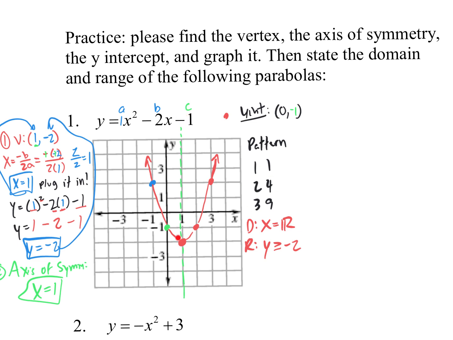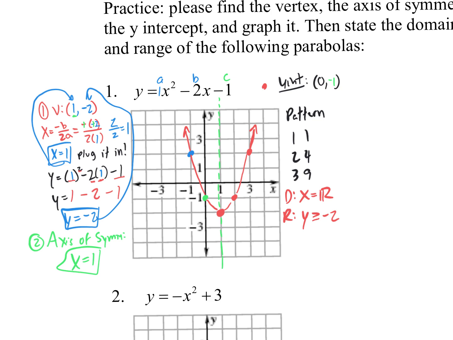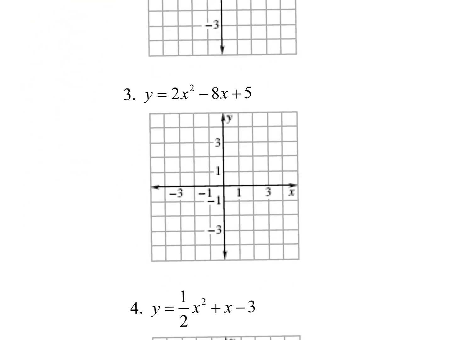We used the pattern to find more coordinates. We mapped them to the other side. We got our domain and range. That is a lot of things to state about one parabola. So I hope we understand it. I hope we're more comfortable with it. Let's do one more, but let's do one where the a value is not 1. I guess we could do like number 3.